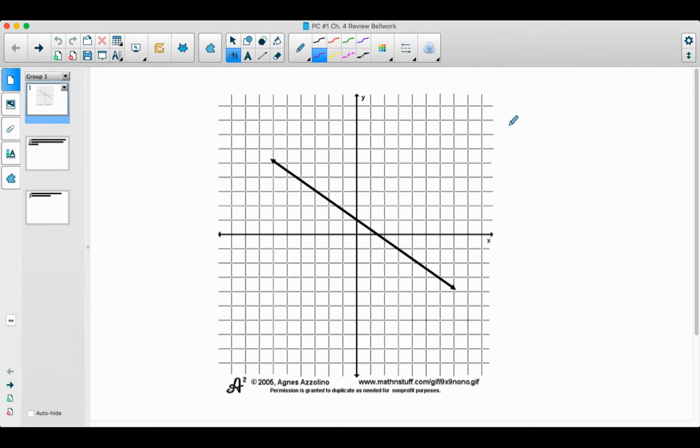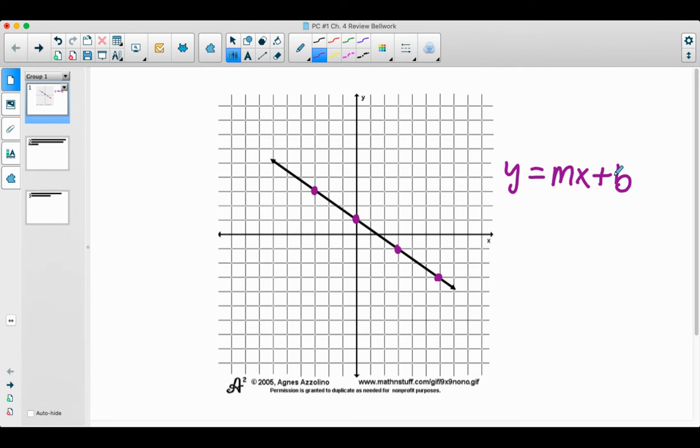Okay, I want to review how to write equations of lines. So, from a line, the first thing you want to do is identify the ordered pairs that intersect nicely. So, there is an intersection, and there is an intersection, and there is an intersection. So, there are our ordered pairs. And when we write an equation, we want to write it in y equals mx plus b.